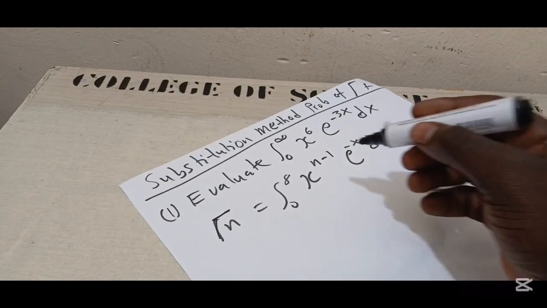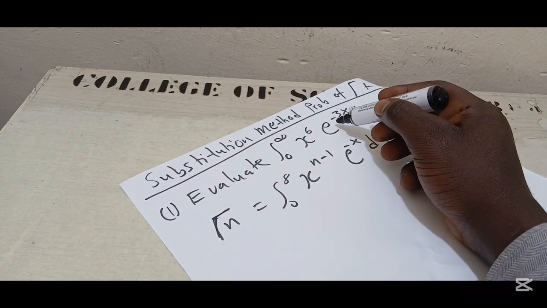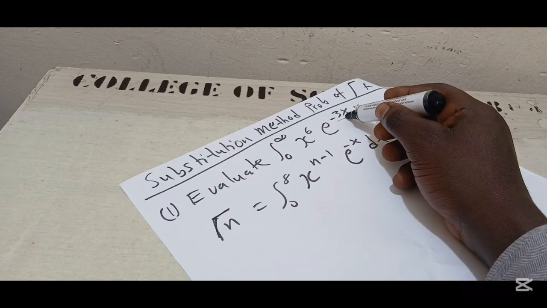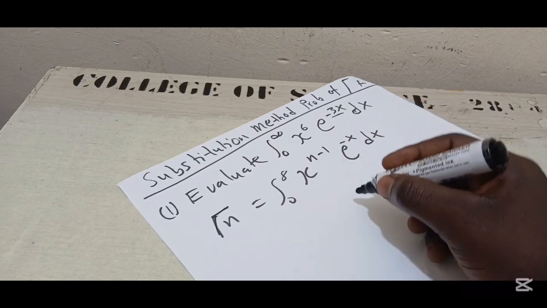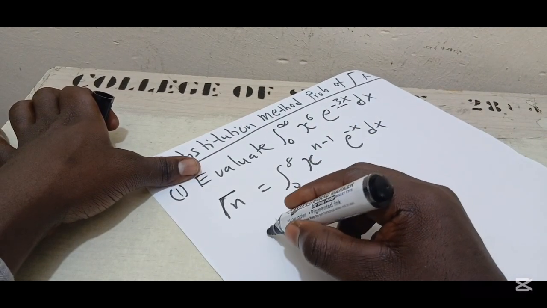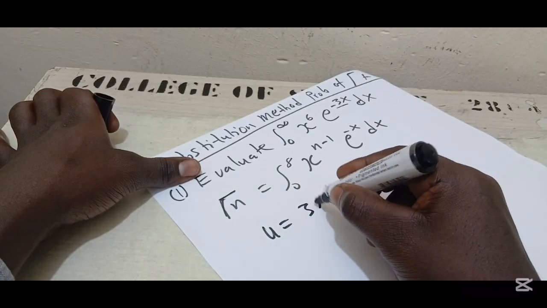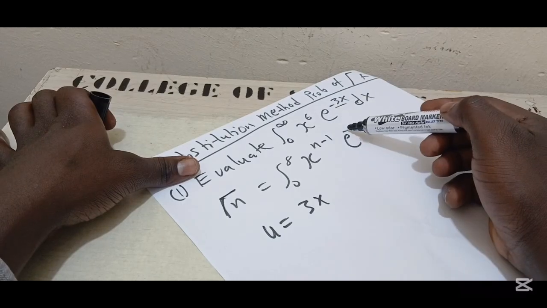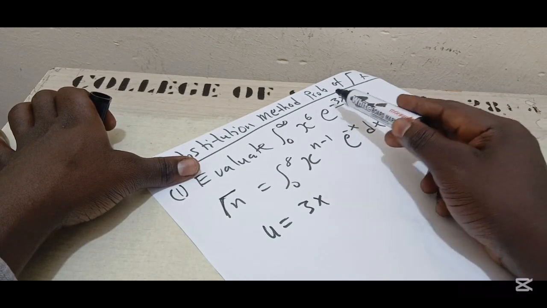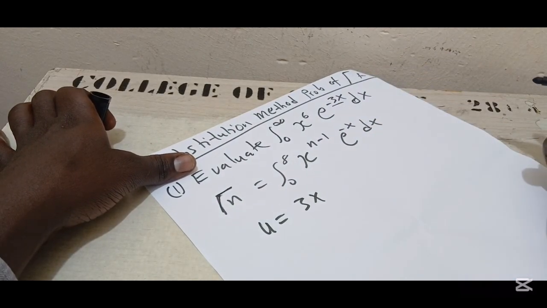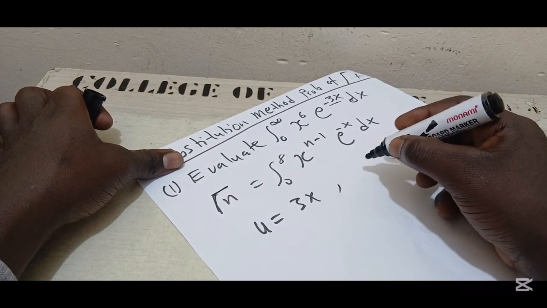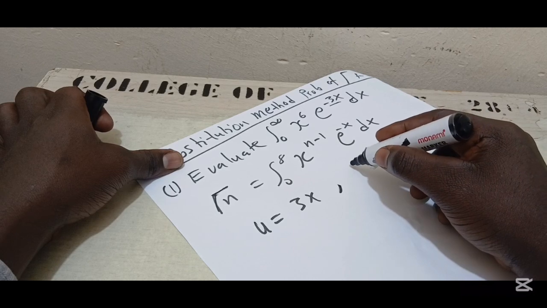So what we are going to do is let 3x equal a variable. So let's say u equal 3x. In doing this, don't add the minus sign to it, because we need the minus sign to be there. So u equal 3x, and we therefore solve for the value of x.